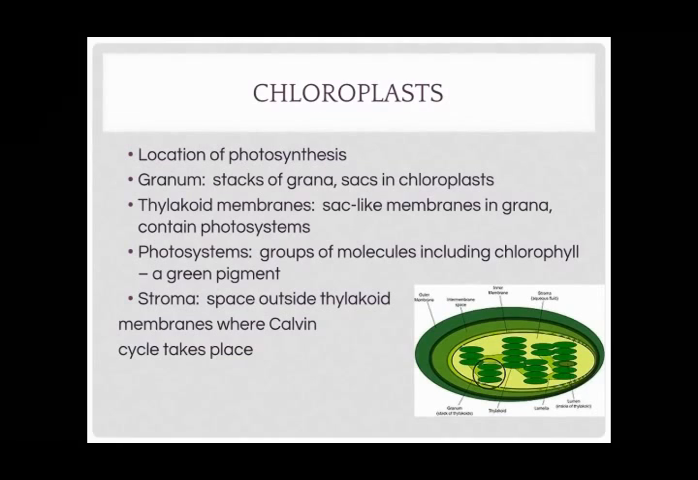The part around the thylakoid membranes is called the stroma, and that's where the Calvin cycle takes place. So again, the light reactions or light-dependent reactions happen in the green ovals called thylakoid membranes, and the stacks of those green ovals are called granums. And then the Calvin cycle takes place within the yellowish part called the stroma.